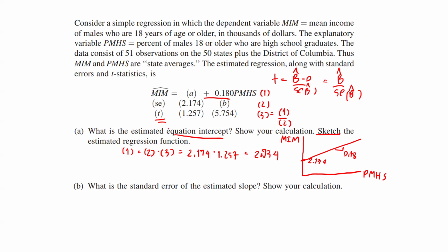B, what is the standard error of the estimated slope? Show your calculation. Okay, so they need to find 2. So 2 must equal 1/3, so 1/8 over 5.754. And you will get the answer.